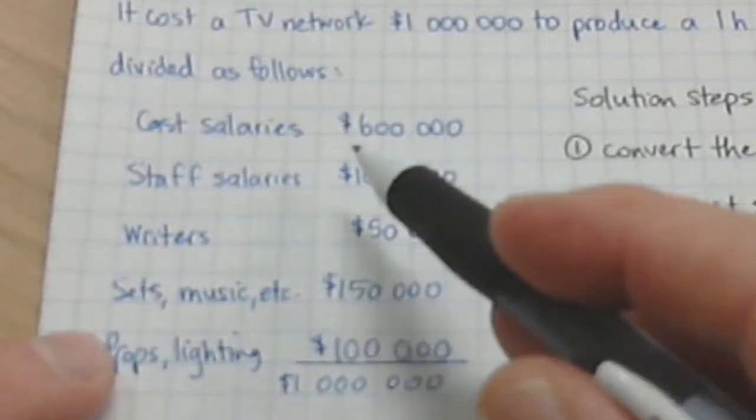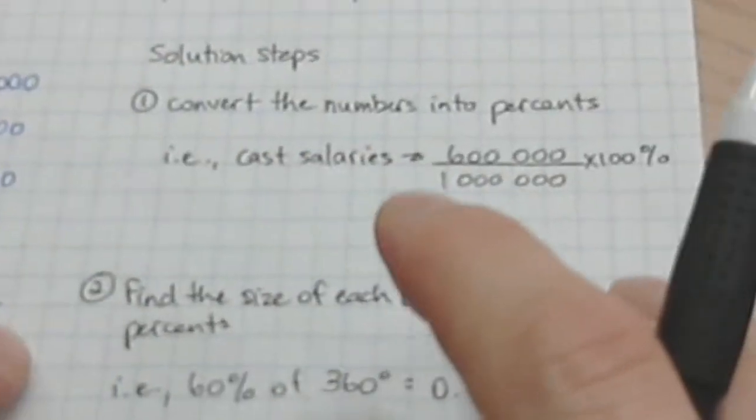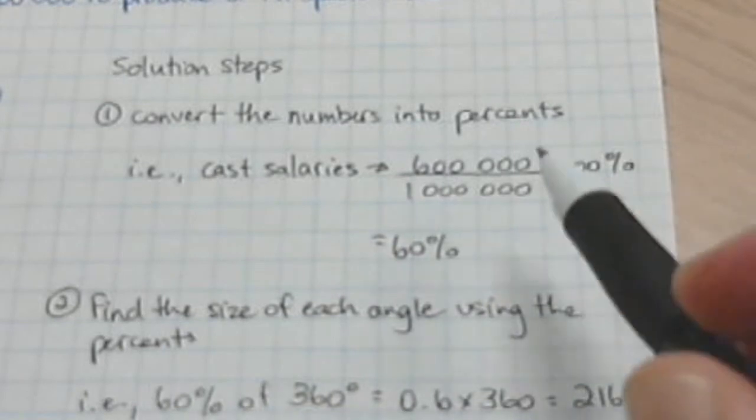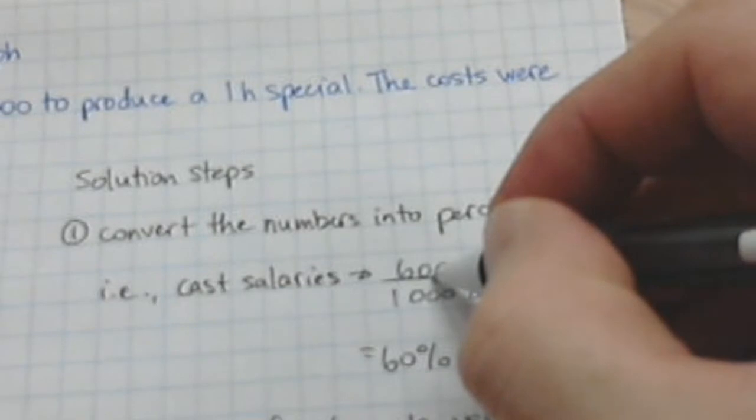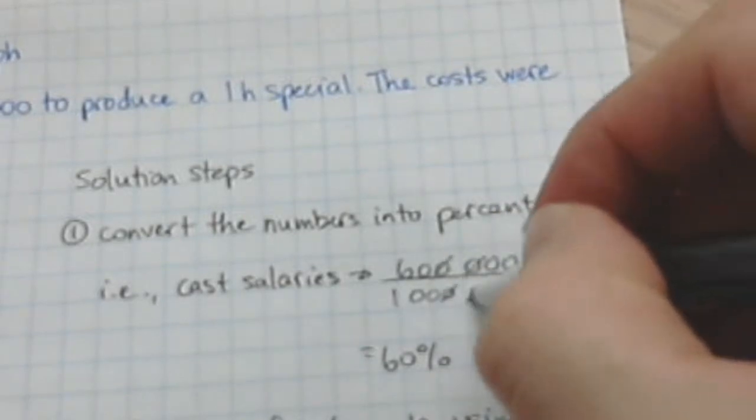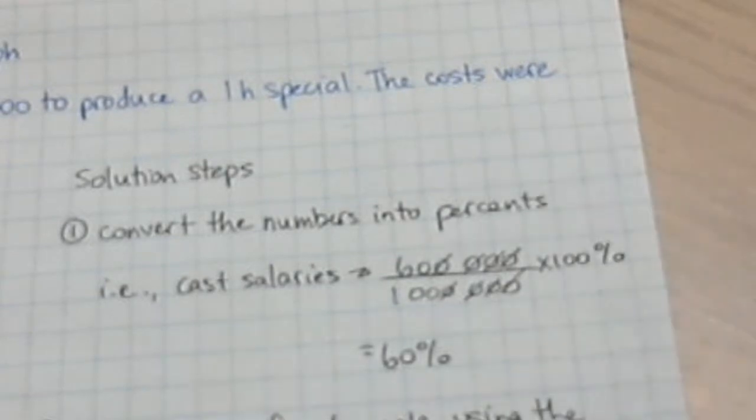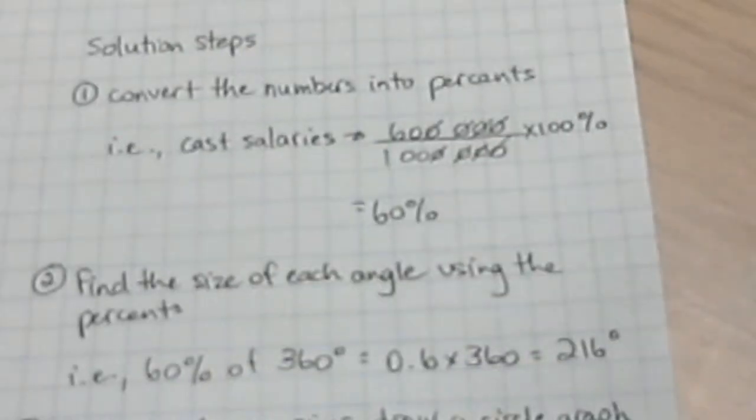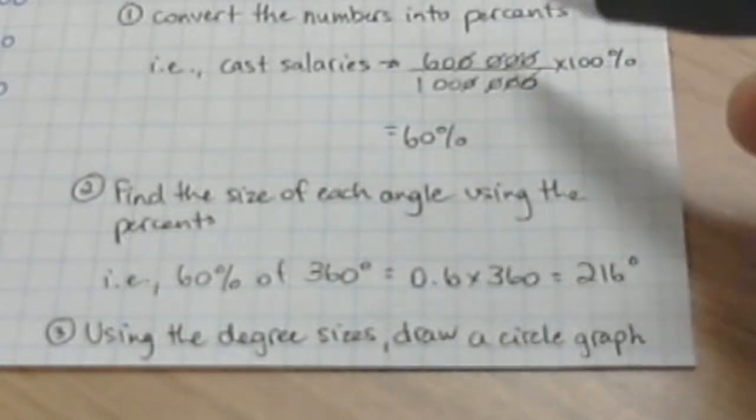I want to be able to turn this into a circle graph. So here's how I do it. I'm going to convert the numbers into percents. For example, cast salaries are $600,000 out of $1 million, which, if I cross-cancel, becomes 60 over 100, times 100%, which is 60%. What I do then is find the size of each angle using that percent.